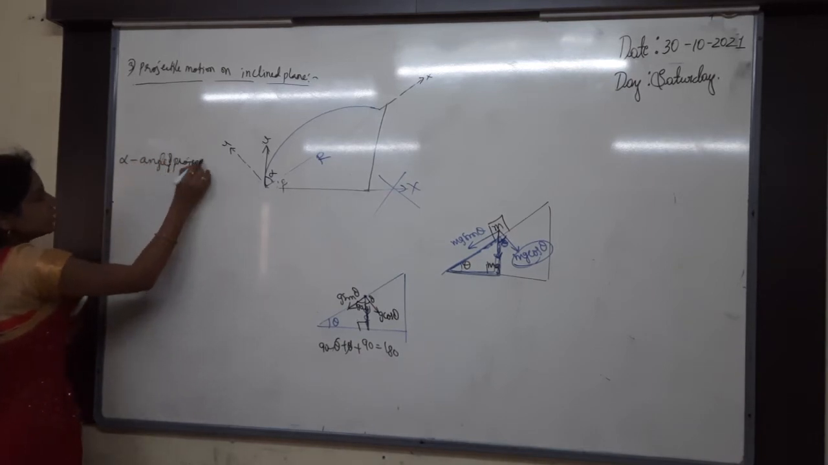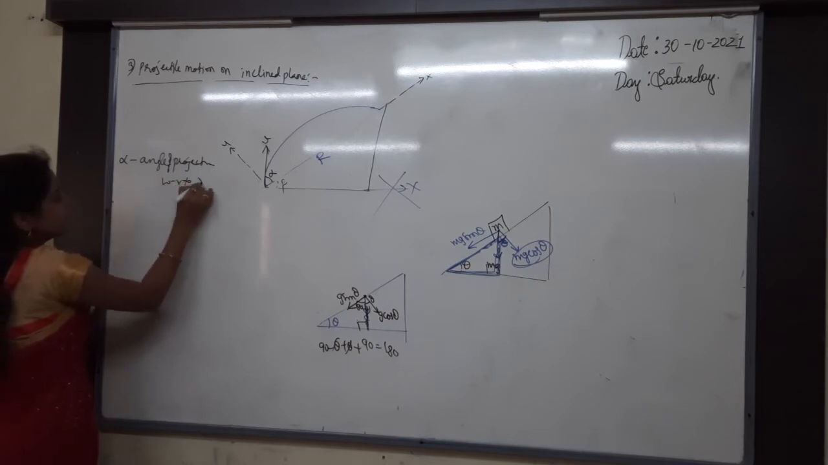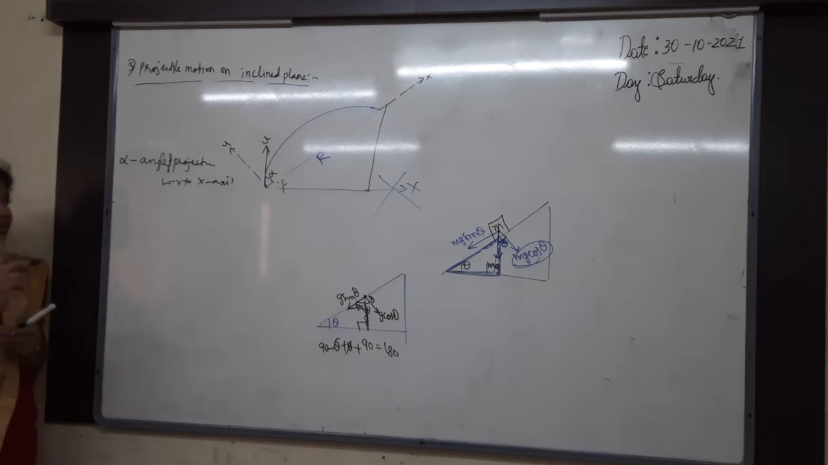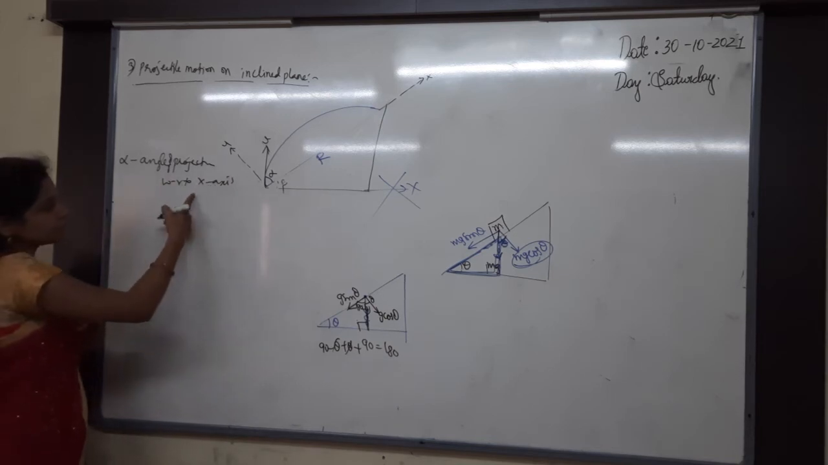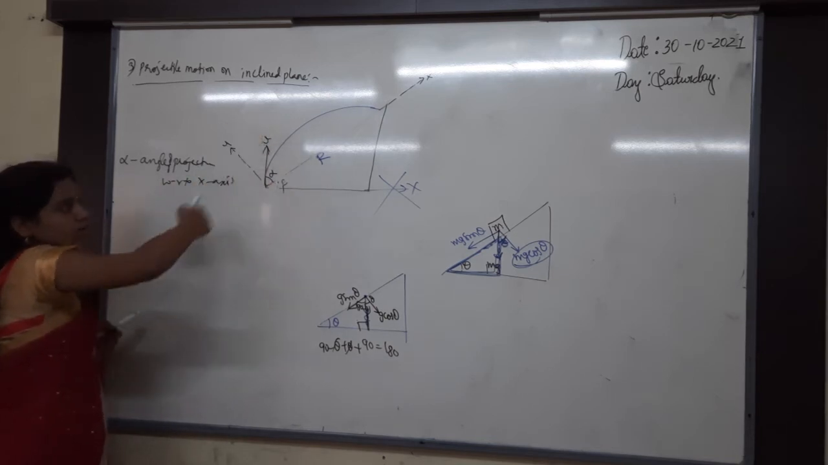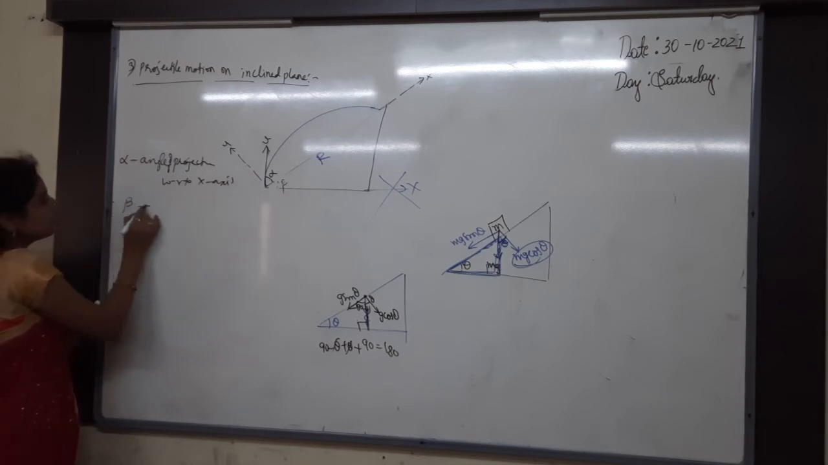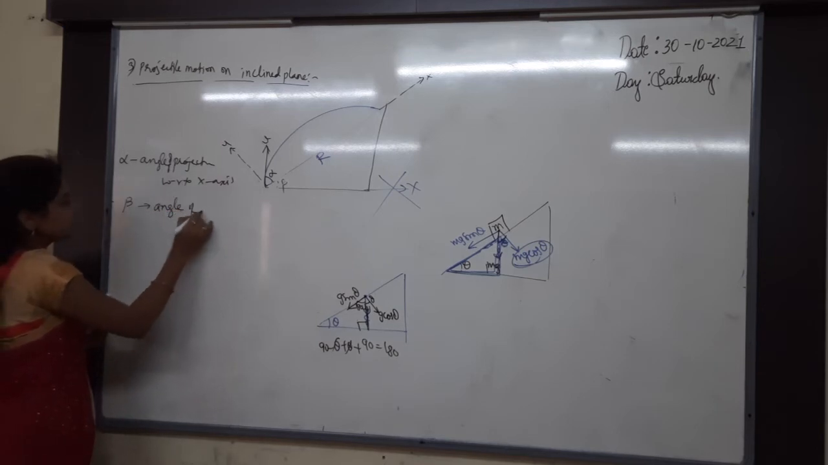Angle of projection with respect to x-axis. The x-axis is not horizontal now. Okay, take it properly. The x-axis is not horizontal, and then the x-axis is what? Inclination only. Then beta is what? Beta is the angle of inclination.